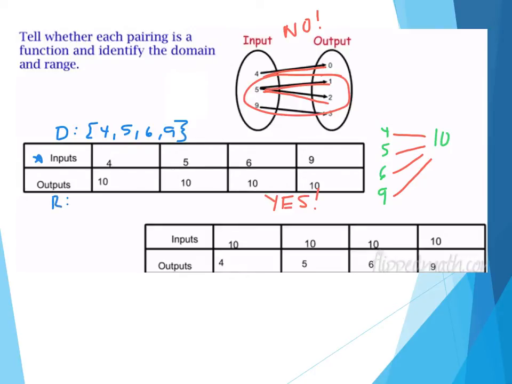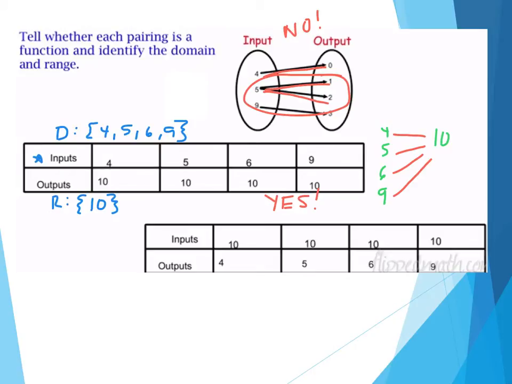My range is all my outputs. Well, that's 10. Notice how it's written 4 times. I have 4 different 10s. Do I need to write it 4 times? Absolutely not. My range is just that one single 10. Okay, so that's my domain and range.